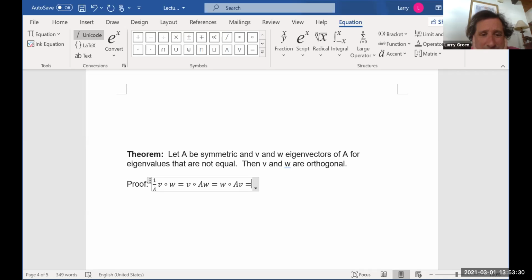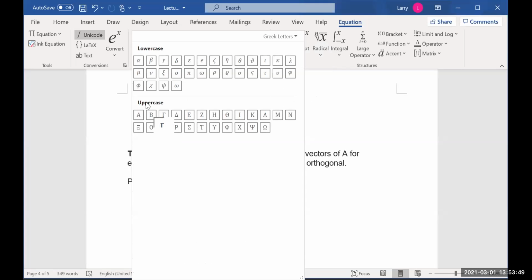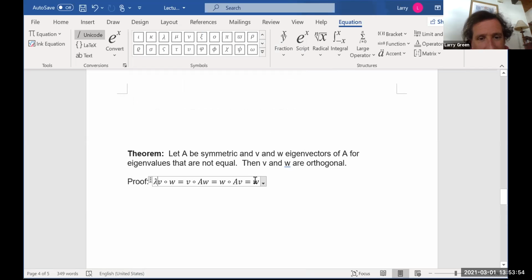Except it's not lambda V, it's going to be a different one, right? So this is going to be W dotted with, I want a lambda here, not a 1 over lambda. It takes forever to get to the lambda. Sorry. There we go. So it's going to be W dotted with, not lambda V, but some other thing V. And I'm going to write this as, how about mu times W dot V.